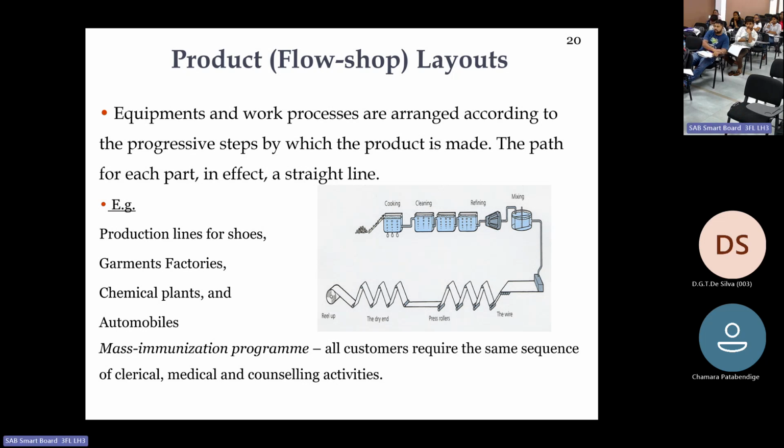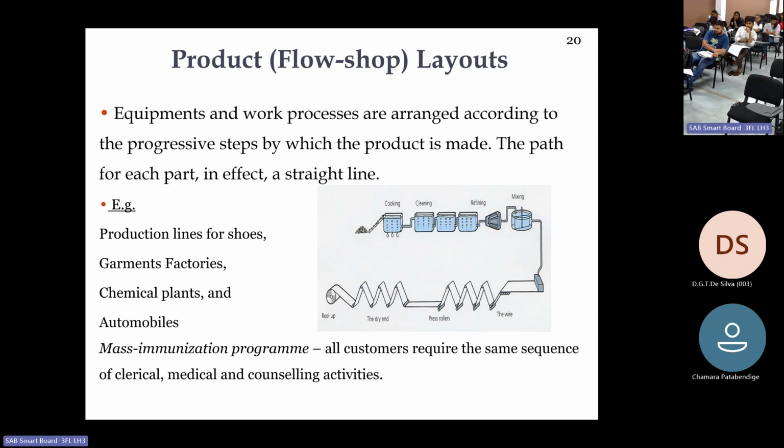Equipment and work processes are arranged according to the progressive steps by which the product is made. In effect, a straight line. It could be a straight line like this from starting point to the end, or it could be mostly U-shaped, or inverted U-shape that has a starting point and all the steps are connected. Or sometimes at a factory like this even, whatever the possible way, but still we call it straight line. Why? Production moves through one straight line.